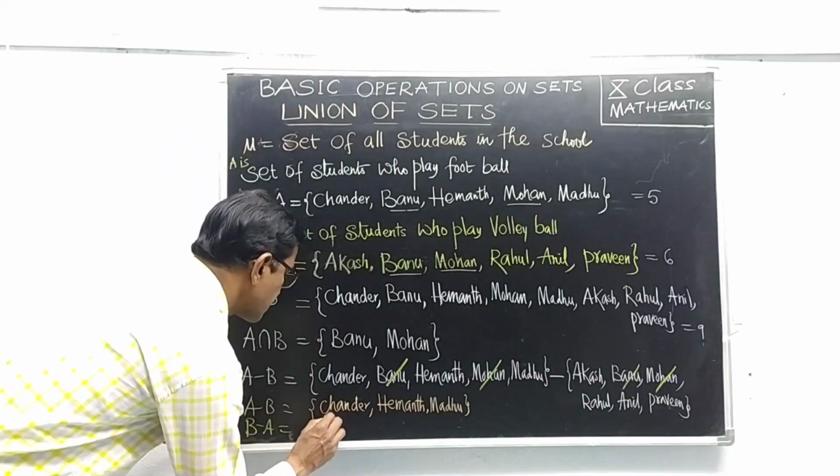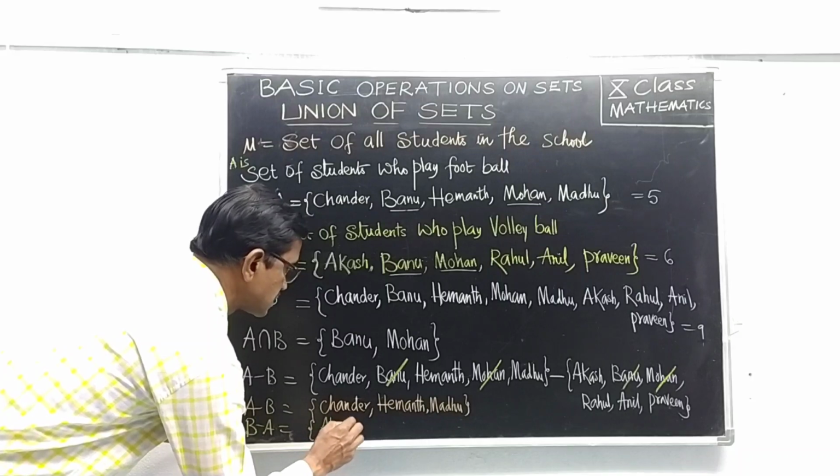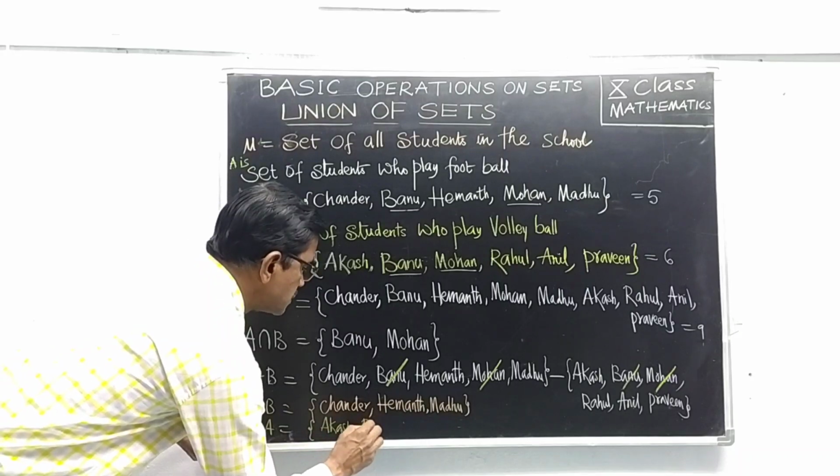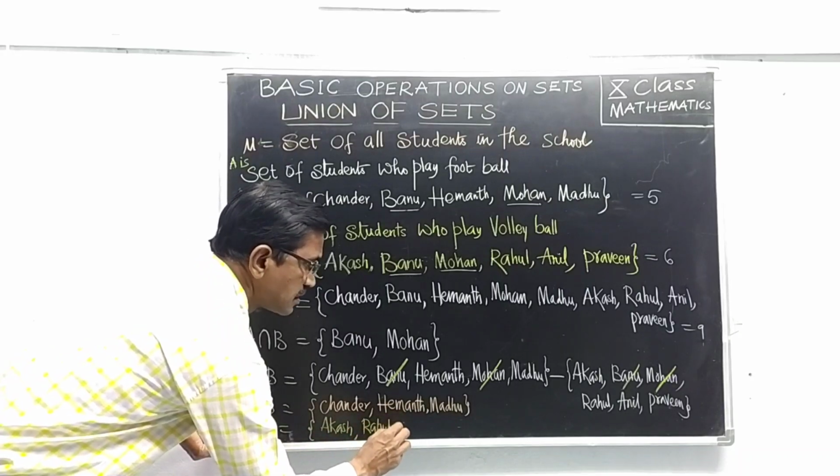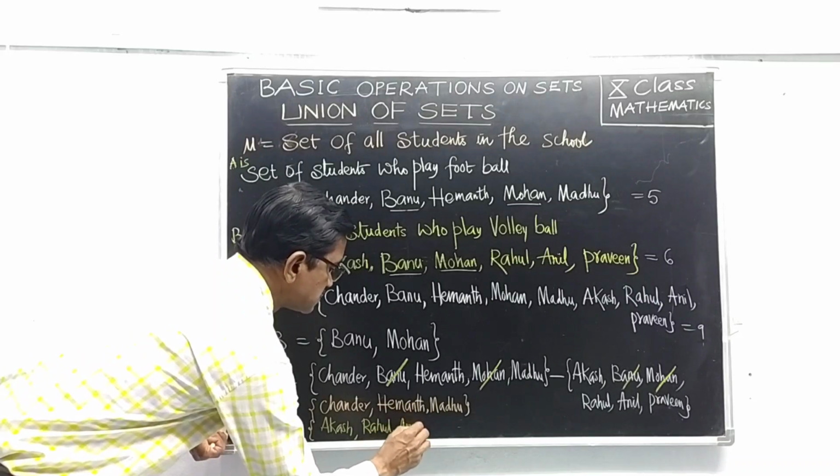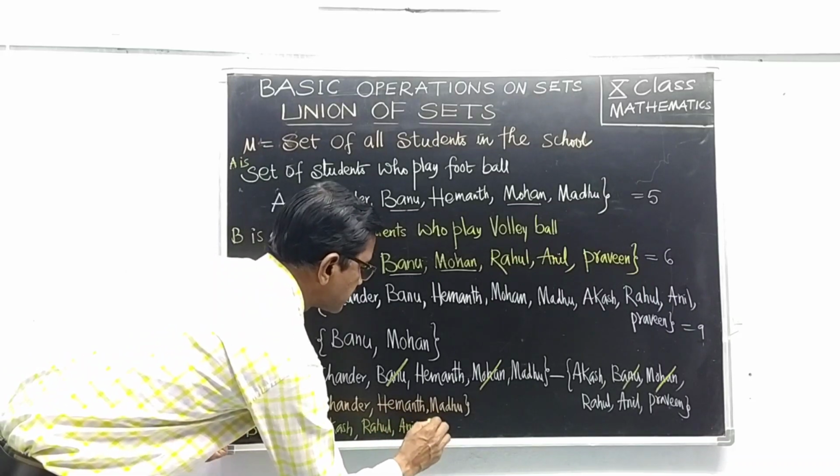So therefore we take Akash, Rahul, Anil and Praveen.